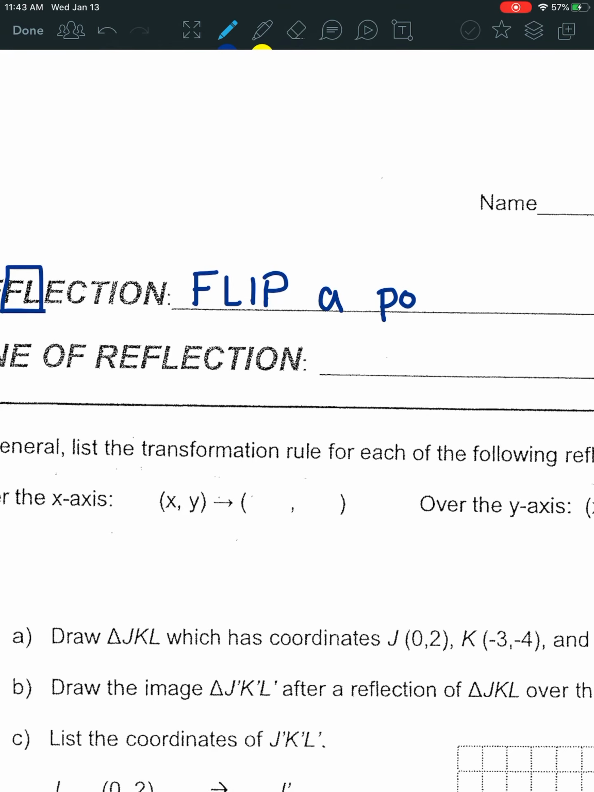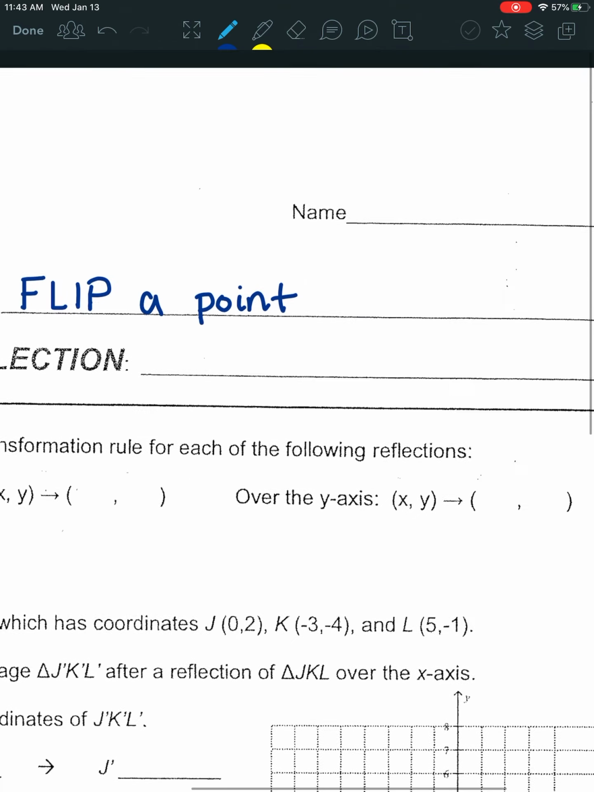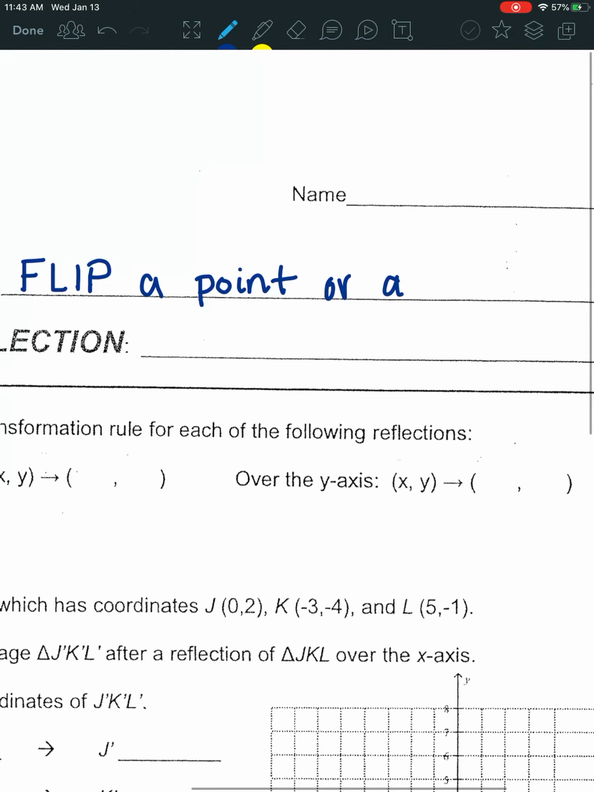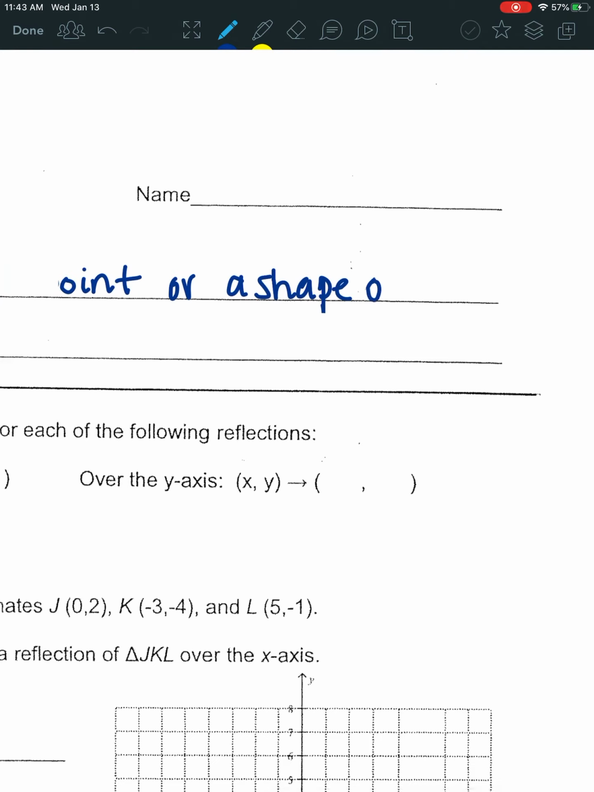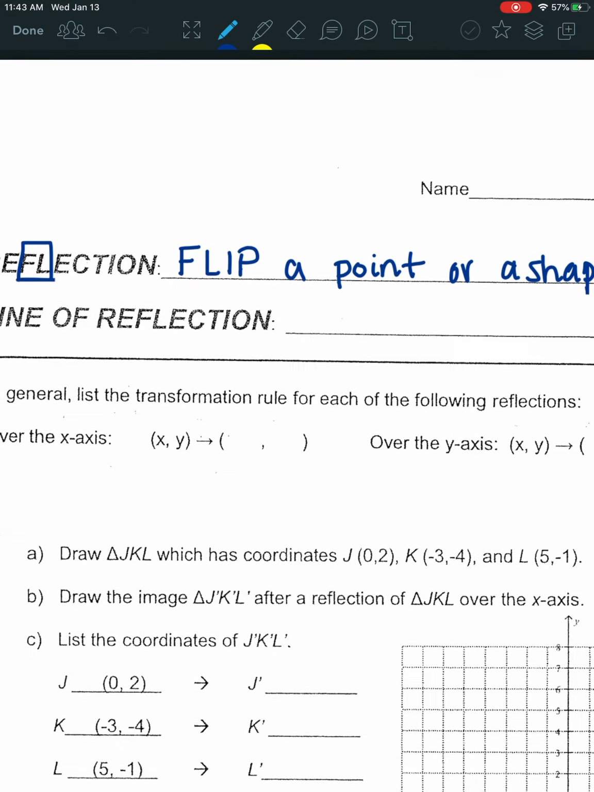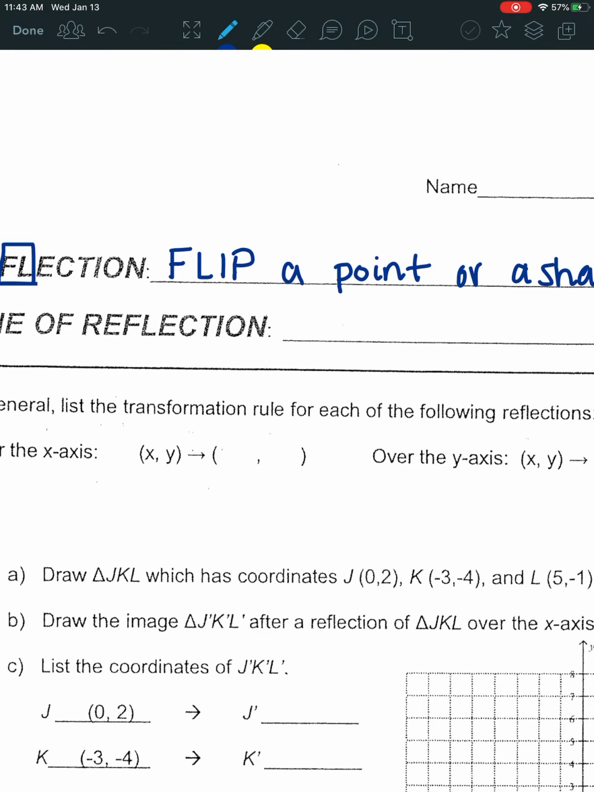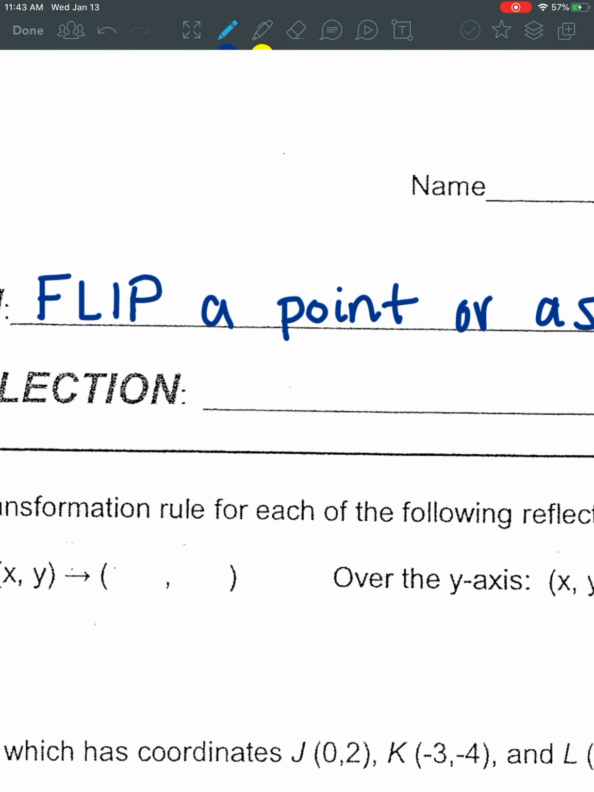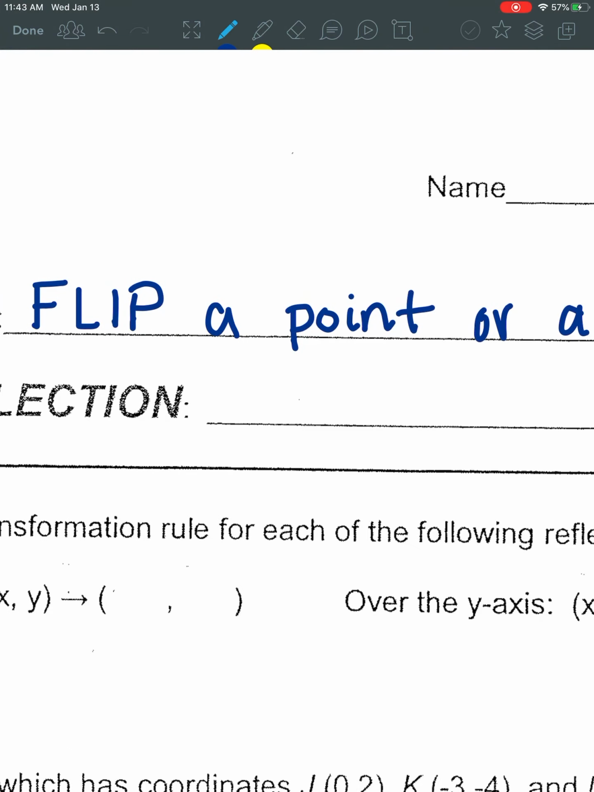We're going to flip a point or a shape over a line of reflection. So that's our next vocabulary term. What is a line of reflection? That is where you're going to get the mirror image.